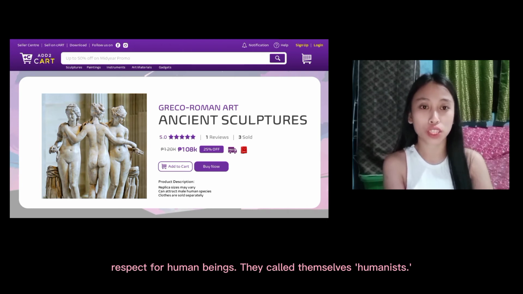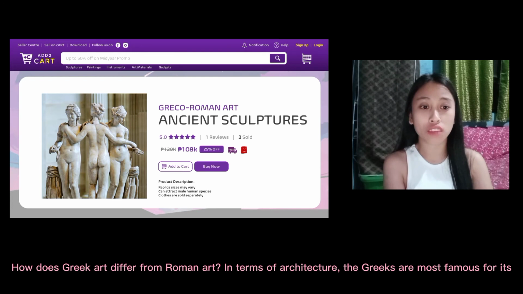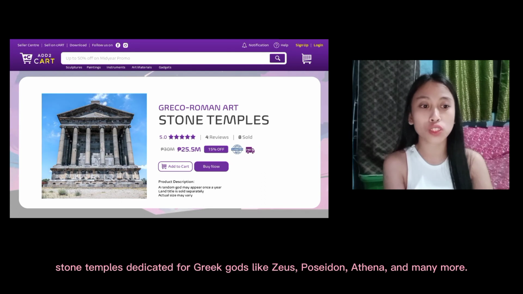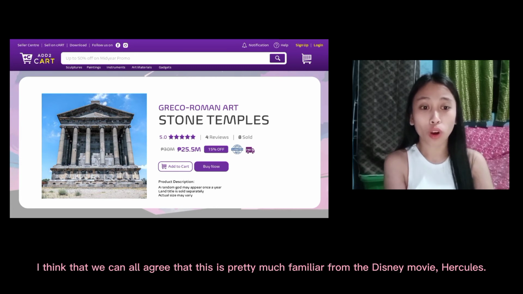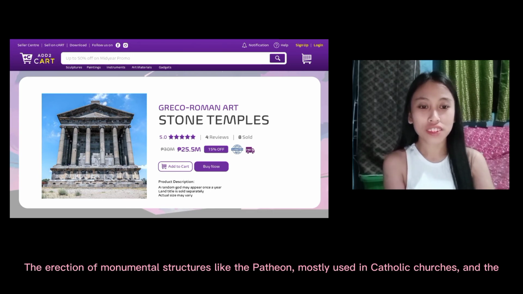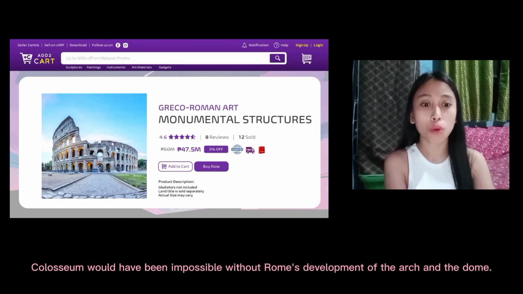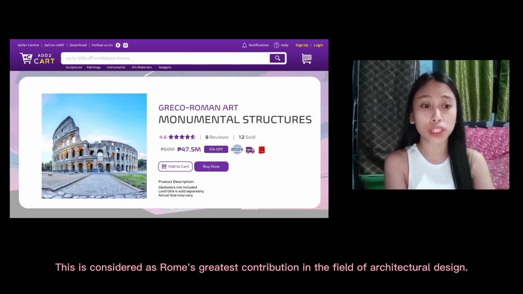They called themselves humanists. How does Greek art differ from Roman art? In terms of architecture, the Greeks are the most famous for their stone temples dedicated to Greek gods like Zeus, Poseidon, Athena, and many more. And I think that we can all agree that this is pretty much familiar from the Disney movie Hercules. The erection of monumental structures like the Pantheon, mostly used in Catholic churches, and the Colosseum would have been impossible without Rome's development of the arch and the dome. This is considered as Rome's greatest contribution in the field of architectural design.